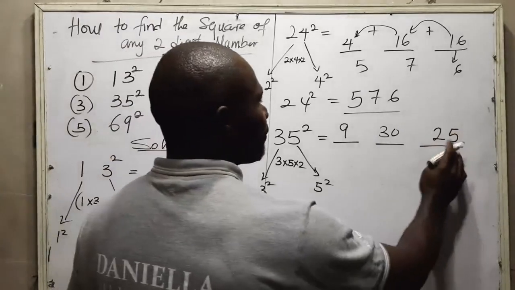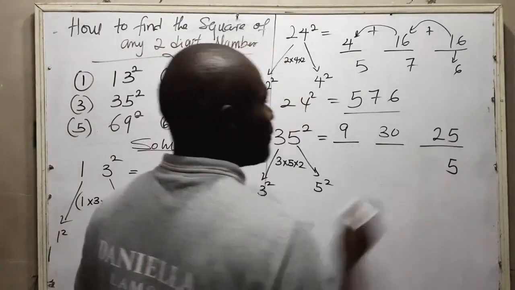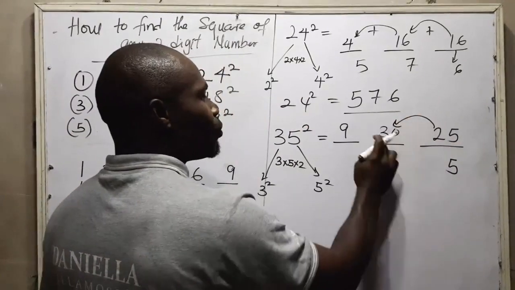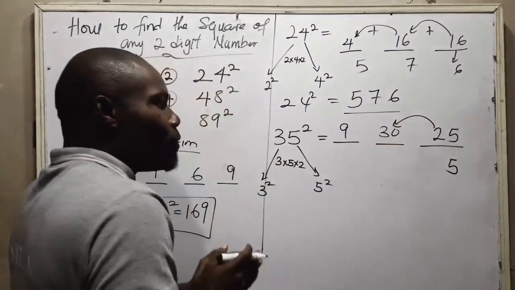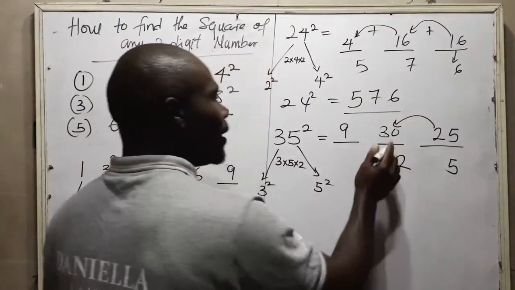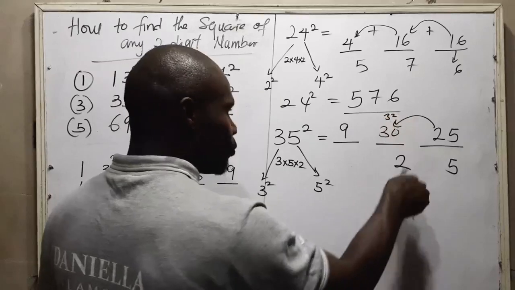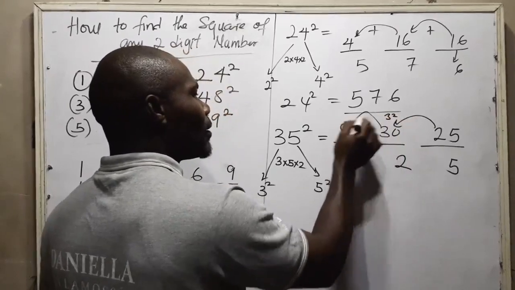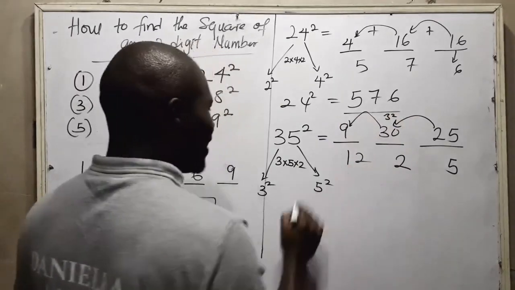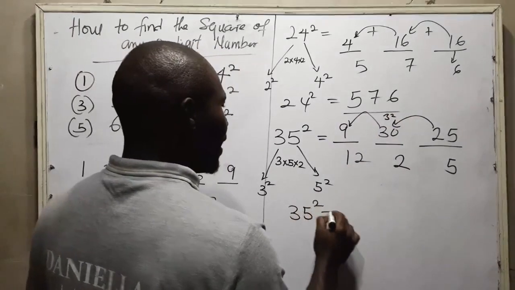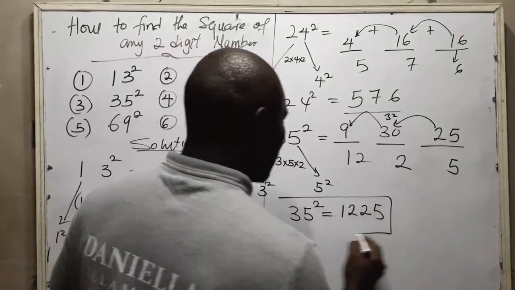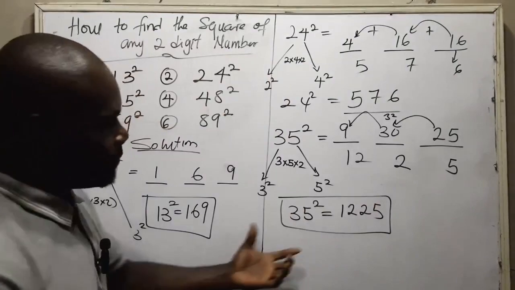So therefore we have, this is 5. It remains 2. Let's add the 2 to 30. It surely gives you 32. In 32, you write 2. It now remains 3. So 3 plus 9 surely gives you 12. So meaning that 35 square is equal to 1225. So this is the value for 35 square.